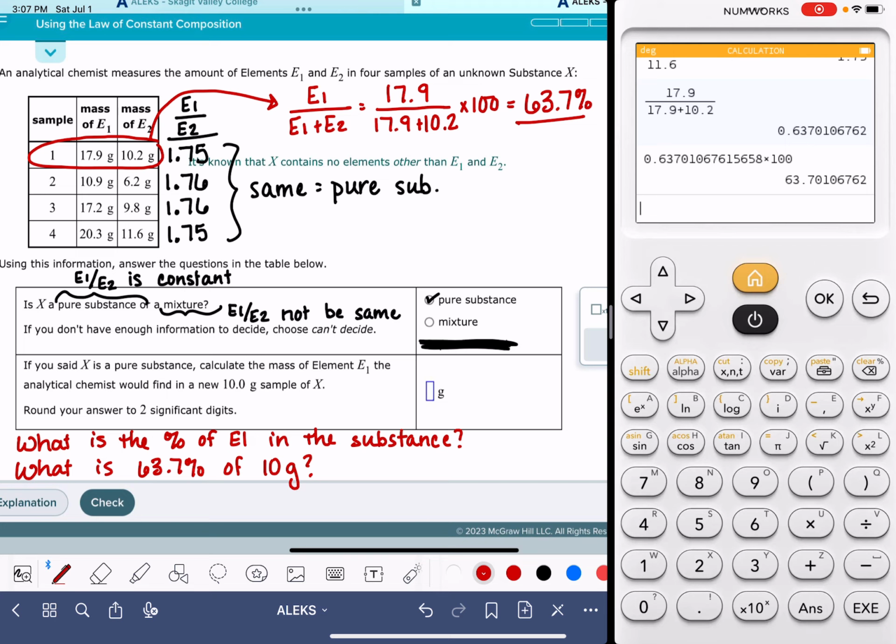However, if it wasn't nice and simple like 10 grams, we would need to do a little bit of math. If we had to figure it out by hand with a calculator, if we couldn't just do it in our head, we would say 10 grams, multiply that by the percent, 63.7 divided by 100, and that's going to give us 6.37 grams. It wants it to two significant figures, so that's going to be 6.4 grams.